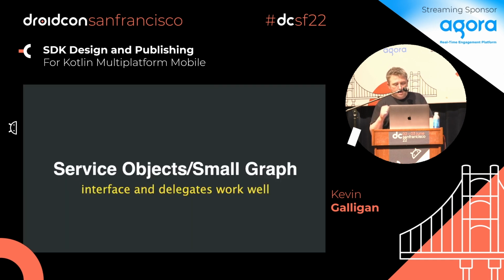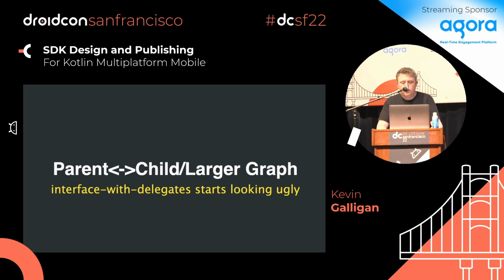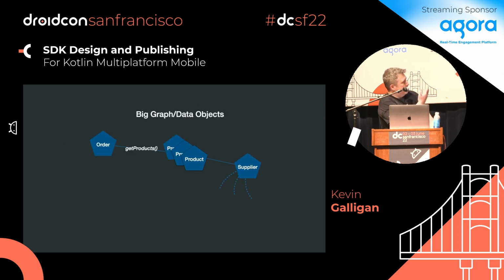I will say service objects and small object graphs, interfaces and delegates are fine, and I usually default to them. And even if you didn't want to, the C interface can be very ugly to use, so you kind of want to hide it and make it more Kotlin friendly. Anyway, when you get into parent-child relationships and larger graphs, this can get a little bit ugly using interfaces with delegates. So in this example, let's imagine we had this thing, order and products and suppliers, and you can imagine calling different things. It's going to return a bunch of different stuff. It's like data objects.